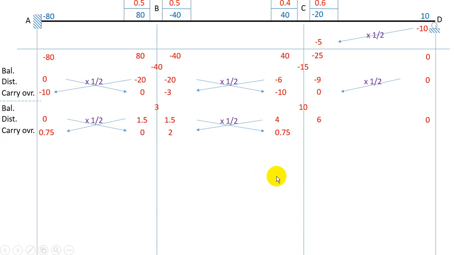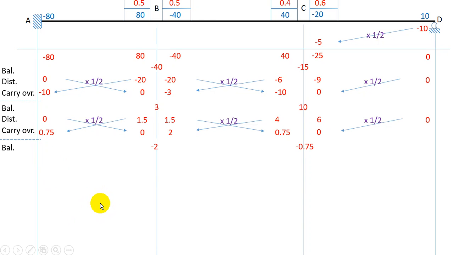So 1.5 becomes 0.75, and 4 becomes 2, 0, 0, 0. I won't carry 6 because I don't want to disturb my pin joint. This is my second iteration completed. Let us carry out the third iteration.